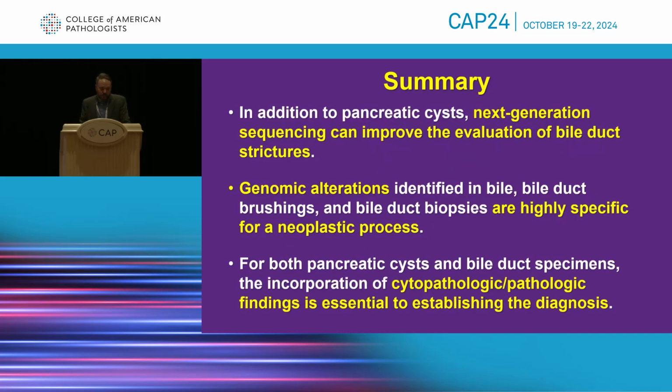NGS can also improve the evaluation of bile duct strictures, and it can be highly specific for a neoplastic process when applied to bile duct brushings as well as bile duct biopsies. And for both pancreatic cyst and bile duct specimens, incorporating cytology can be helpful because cytology is very specific. It may not be very sensitive, but it can definitely increase the sensitivity of those NGS studies.